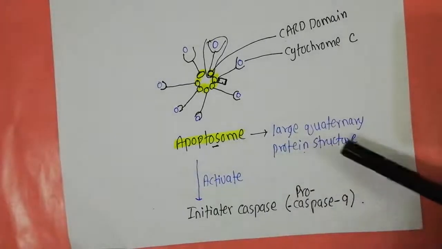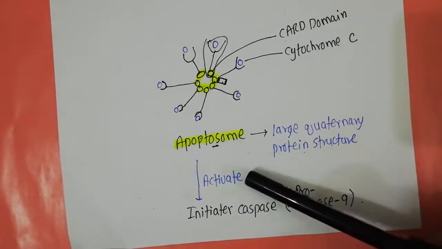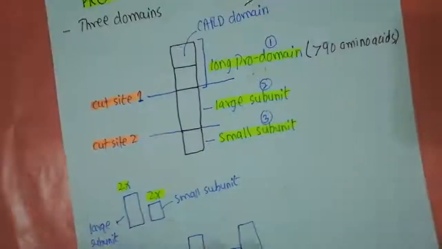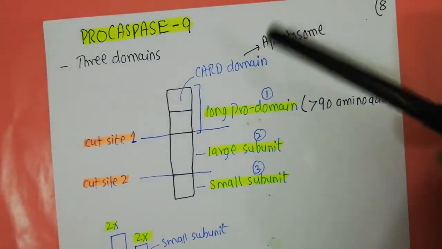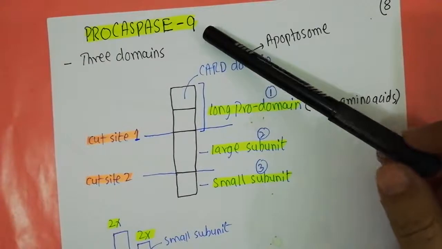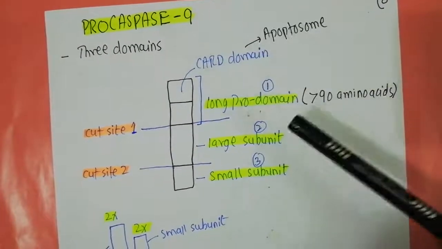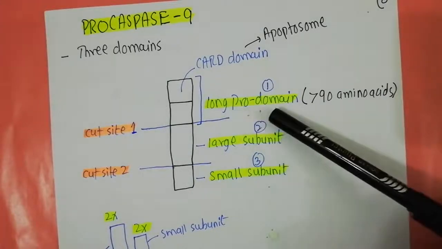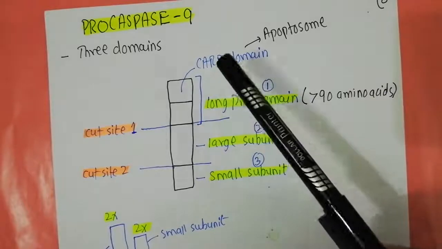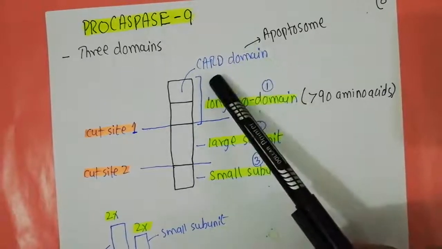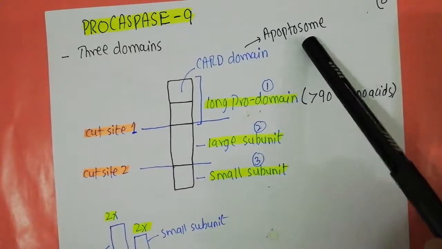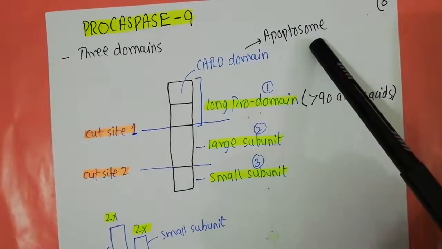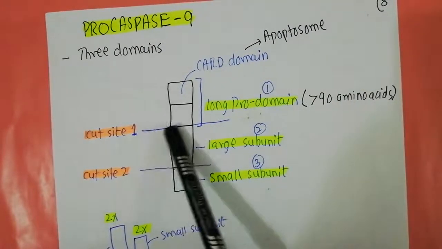And I told you this apoptosome was a large quaternary protein structure which was responsible for the activation of the initiator caspases. The initiator caspase in the intrinsic pathway is called Procaspase 9, and it has three domains: a long pro domain, a large subunit, and the small subunit. In the long pro domain you have this CARD domain, and this CARD domain of the Procaspase 9 interacts with the apoptosome, and when the Procaspase 9 utilizes its CARD domain to interact with the apoptosome, it is cut at these two sites.